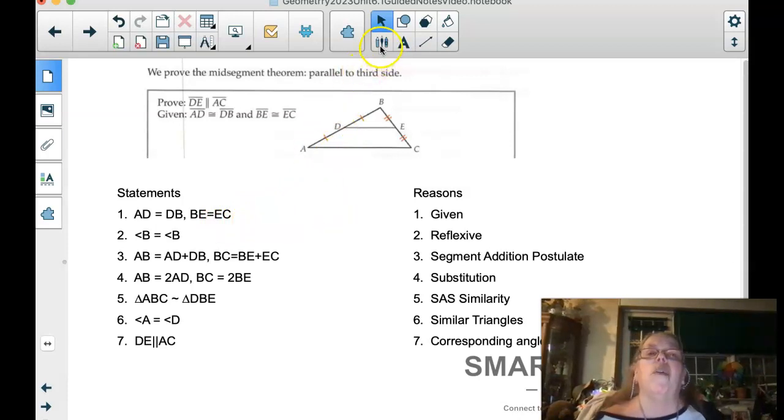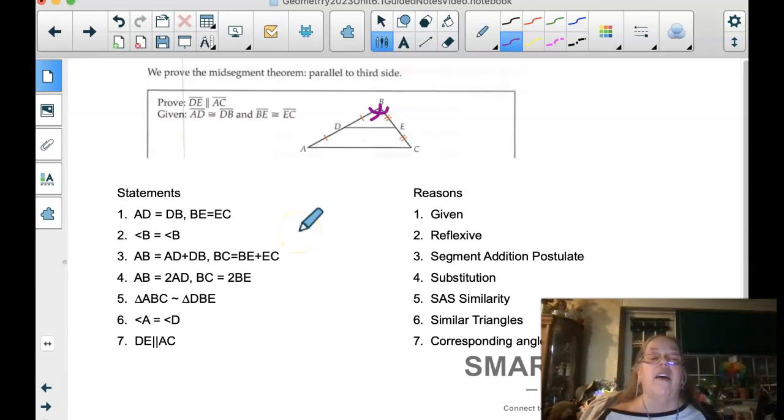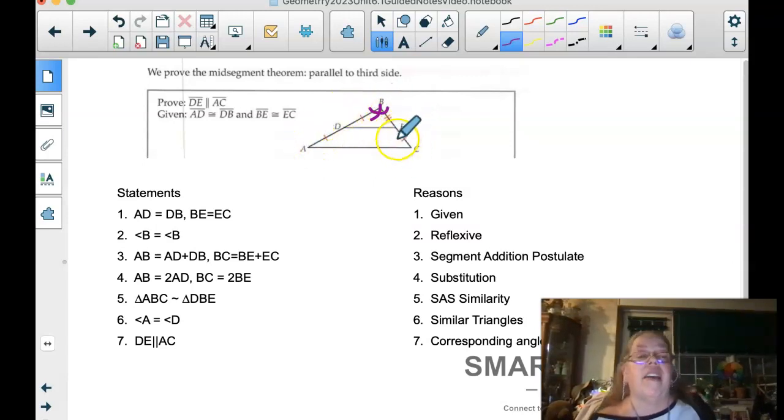And now if you notice, angle B, which triangle is it in? It's in this big triangle, and it's in this smaller triangle. So it is equal to itself. That's the reflexive property. We use that next. Then we have the segment addition postulate, just to show that AD plus DB equals AB, and BE plus EC equals BC. All right, and then we use some substitution.